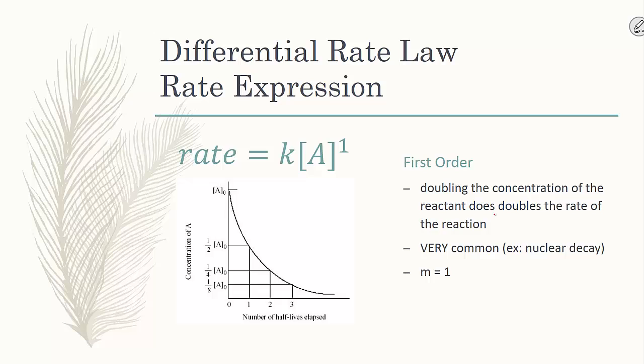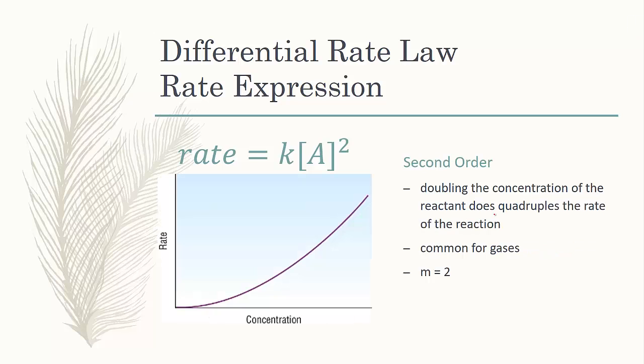So if you look at a reaction and doubling the concentration of the reactant causes the rate to double, that's a first order reaction. Second order reactions are more common for gases, where if you double the concentration, the rate quadruples. Or if you were to triple the concentration, the rate would be 9 times as fast. So while this is most common for gas systems, please don't assume that all gas reactions are second order. That is just a generality.